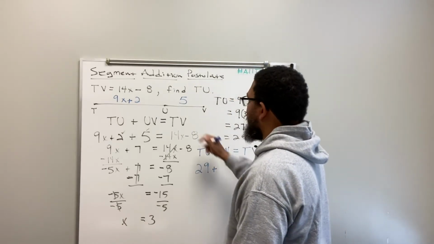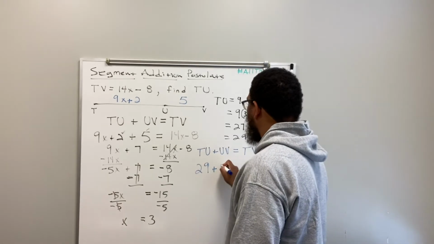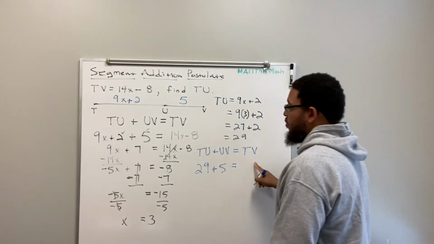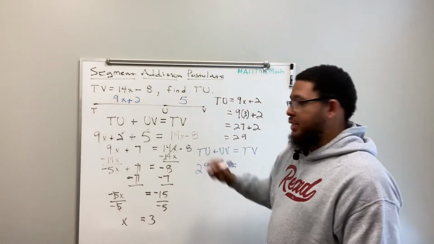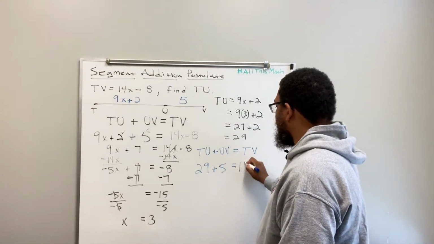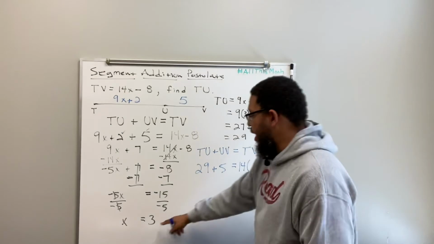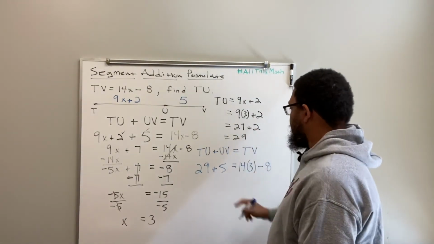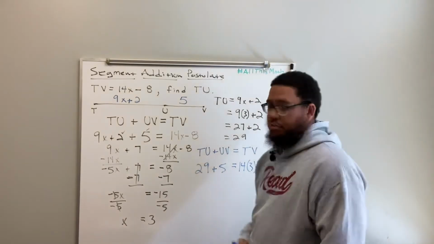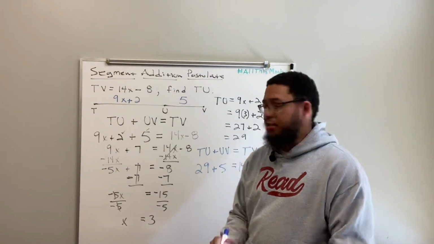Right, the plus sign. What was UV? UV was 5. What was TV? TV is 14x minus 8. 14x minus 8. So check this out. This is what we do. We do 14 times x, which is 3, minus 8. Now, what's 29 plus 5? That's basic math. 29 plus 5 is 34.